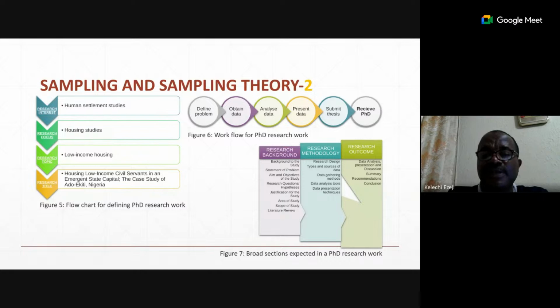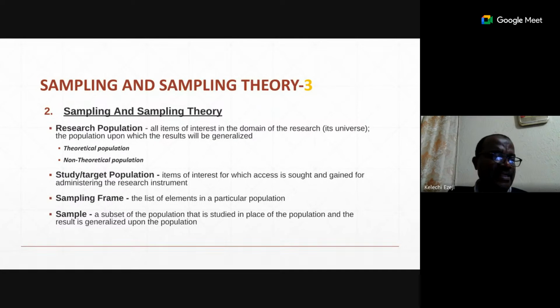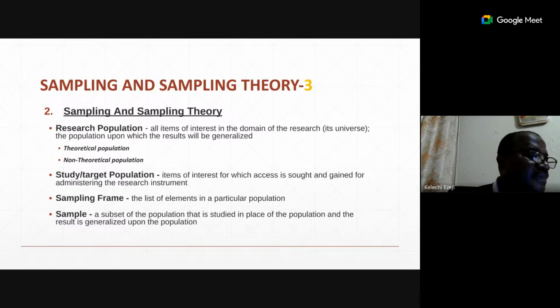Okay, so having said that, let's look at the main issues that we want to discuss. All right. Now, before I even talk about sampling theory and sampling, let me again note that our methodology is quantitative methodology. We are involved in quantitative methods.